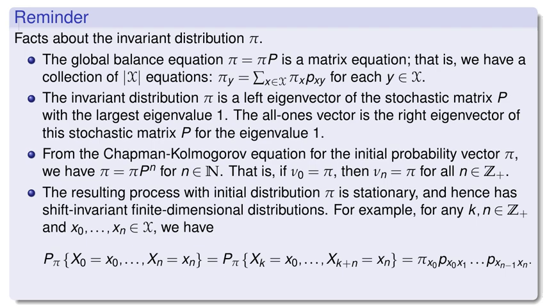This probability is given by Pi sub x0 times P sub x0x1 times dot dot dot times P sub x(n-1)xn.